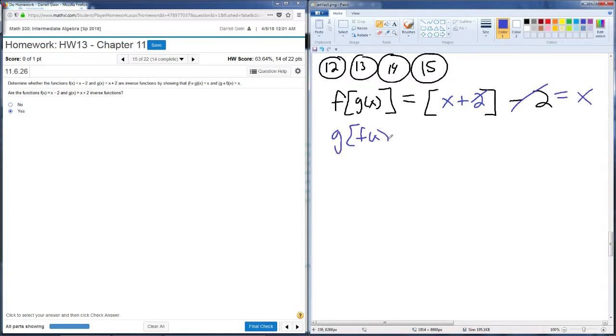g of f of x equals blank plus 2. So g of x is x plus 2. Let me just plug in f, which goes inside, x minus 2, and there you go, minus 2 plus 2 cancel out, leaving you with x. Yes, those are inverse functions because both f of g and g of f are equal to x.